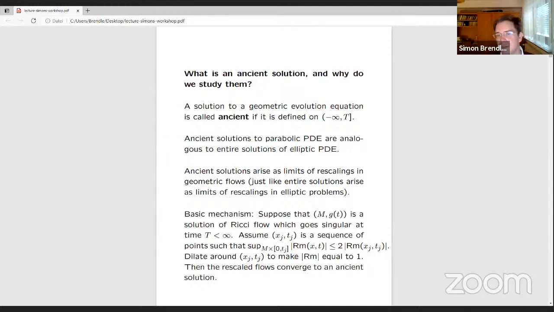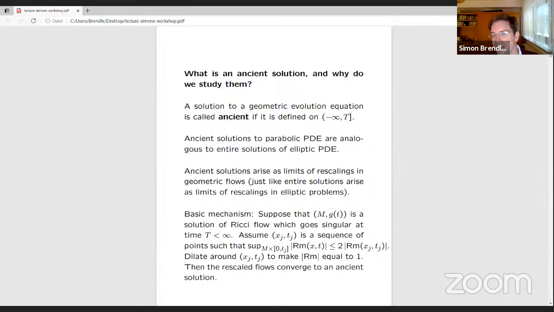Now, when you study elliptic PDEs, linear PDEs, or maybe the minimal surface equation, or another elliptic PDE, then in order to understand singularities, what you often do is you perform a sequence of rescalings near the singularity, and then you pass to the limit. And so then after passing to the limit, you typically get an entire solution. So that's why entire solutions to elliptic PDEs are important. Now, something very similar happens in the parabolic world.